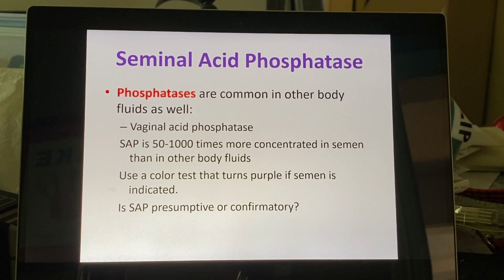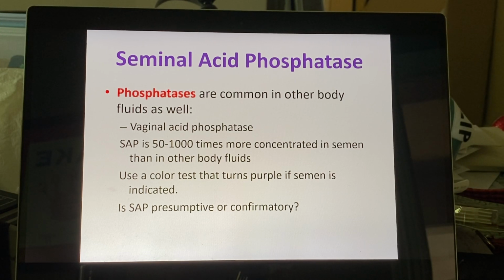So the preliminary, or presumptive, or screening test for semen is called SAP, which stands for seminal acid phosphatase. Now, phosphatases are enzymes that basically cleave off phosphate groups, and you have them all over your body, okay? They're in lots of different body fluids. For example, there's vaginal acid phosphatase, VAP. We used to use that as a preliminary test. We don't use that anymore. But the reason that SAP can be used as a preliminary test is that seminal acid phosphatase is up to 1,000 times more concentrated in semen than in other body fluids.